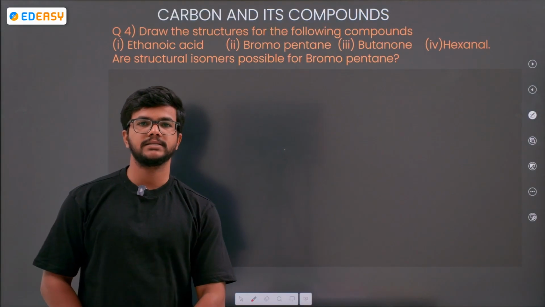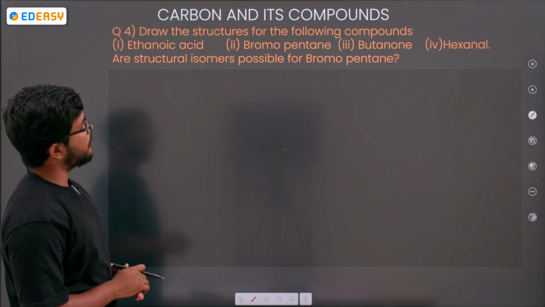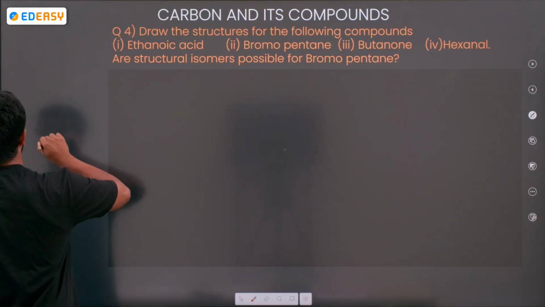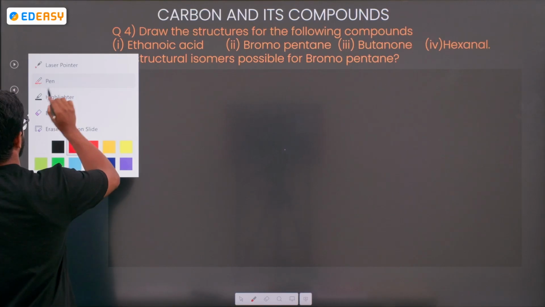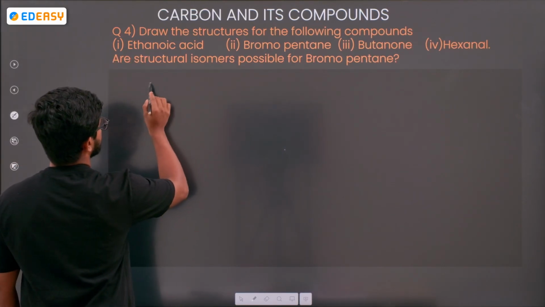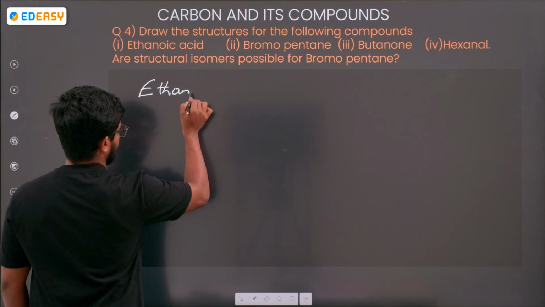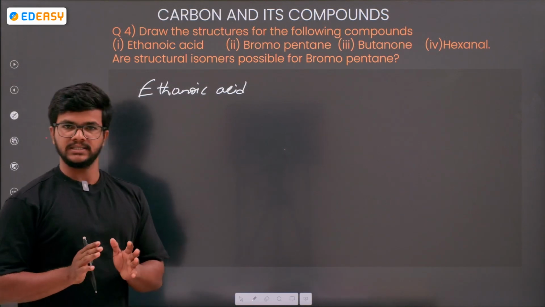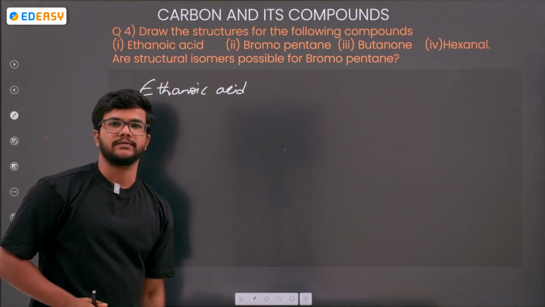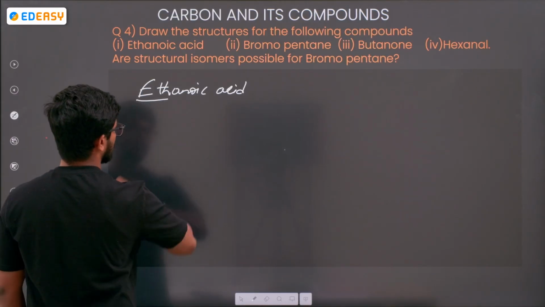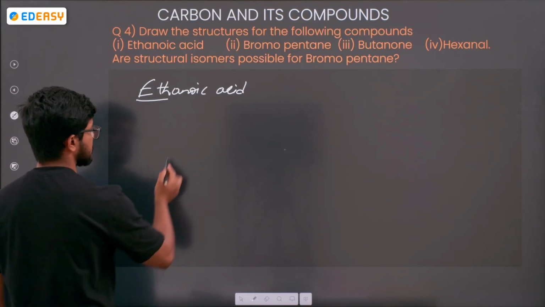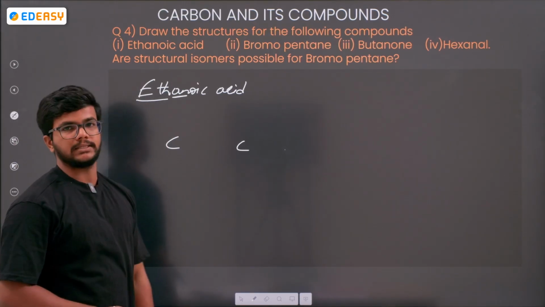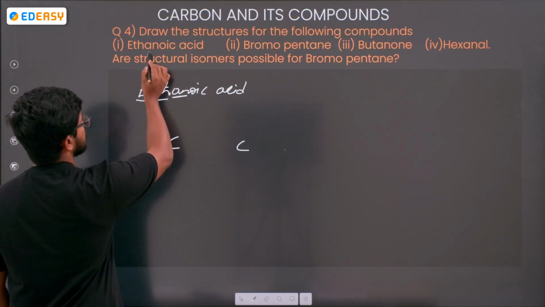Okay, next, draw the structures of the following compounds. Ethanoic acid. Whenever you are asked to write a structure, just divide the given name of the compound into prefix, root word, primary suffix and secondary suffix. Here the root word is the number of carbons. How many carbons are there? 1, 2, so 2 carbons. After that we have ane and oic acid.